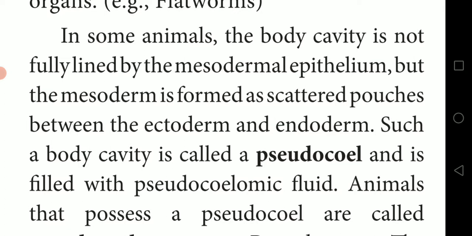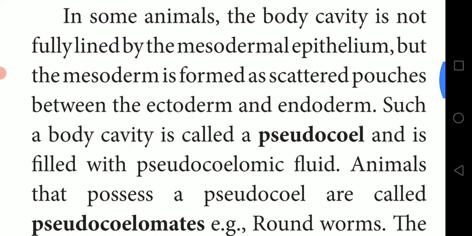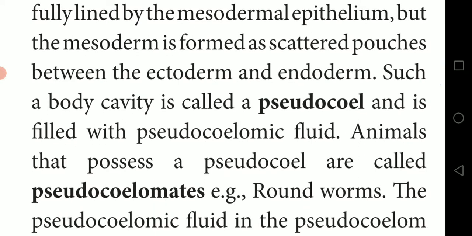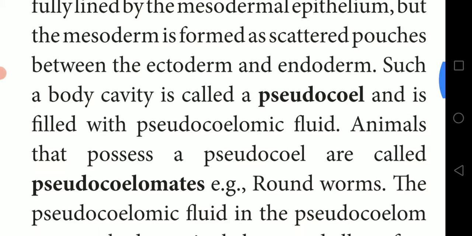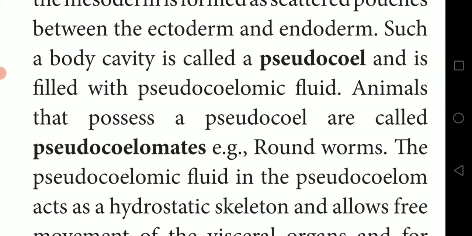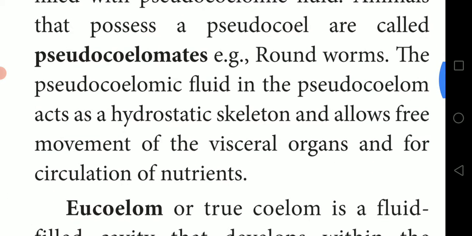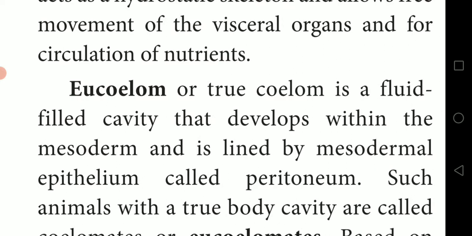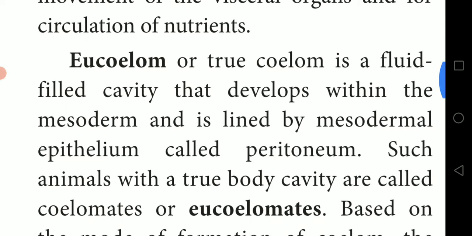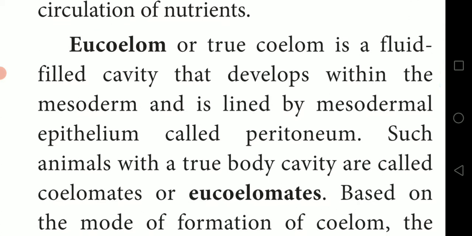In some animals, the body cavity is not fully lined by mesodermal epithelium, but the mesoderm is formed as scattered pouches between the ectoderm and endoderm. This we call a pseudocoel, and it is filled with pseudocoelomic fluid. Animals that possess a pseudocoel are called pseudocoelomates. Example, roundworm.